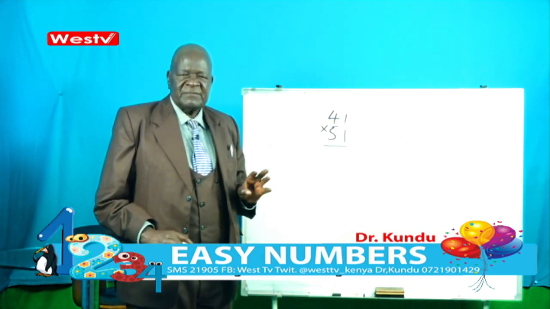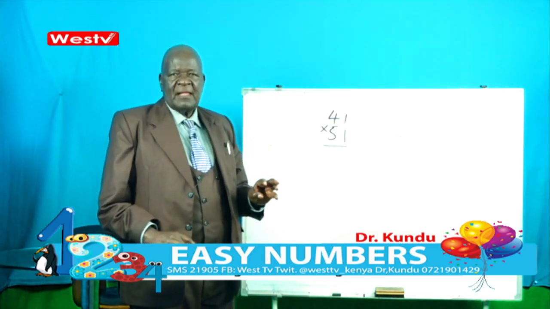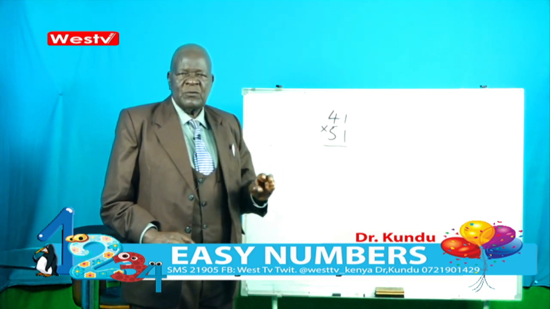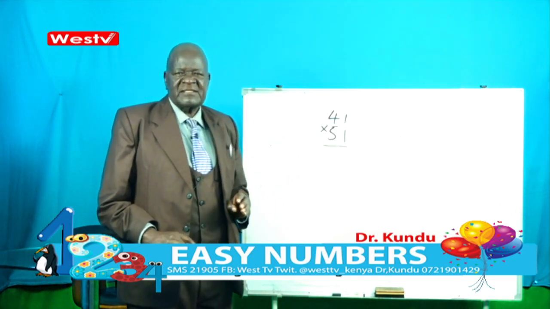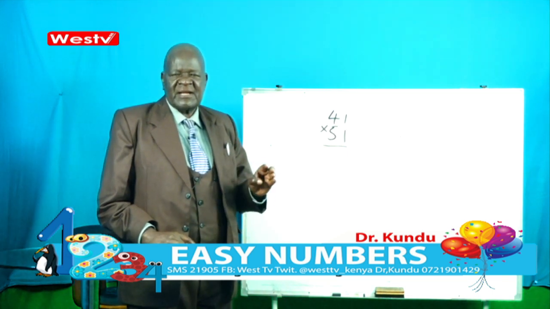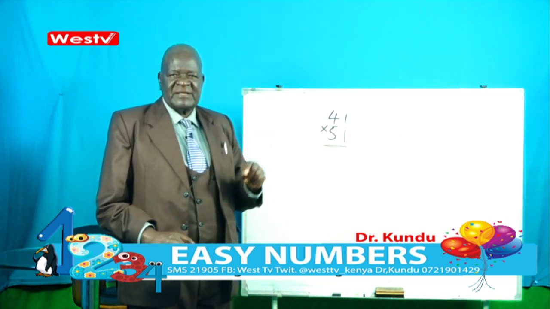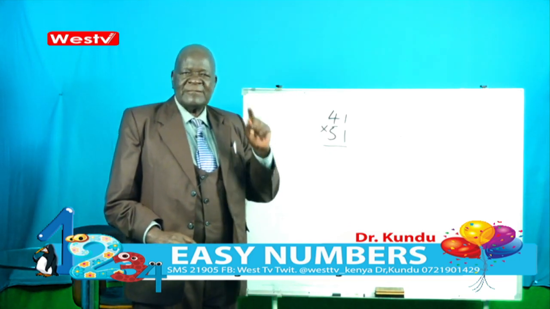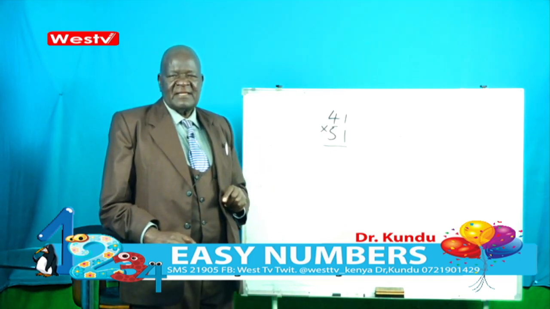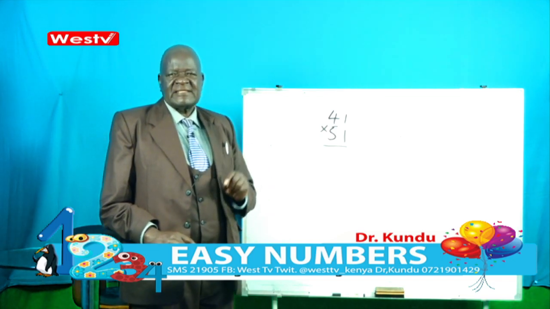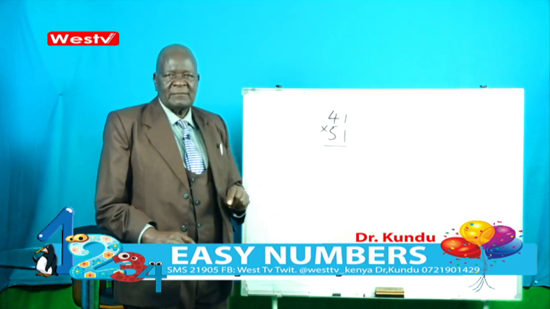3 steps. Step 1, multiply the tens digits. Step 2, add the tens digits. Step 3, drop 1. I repeat. Step 1, multiply the tens digits. Step 2, add the tens digits. Step 3, drop 1. Let's go.